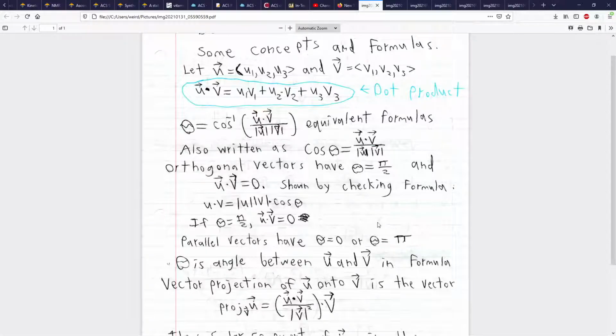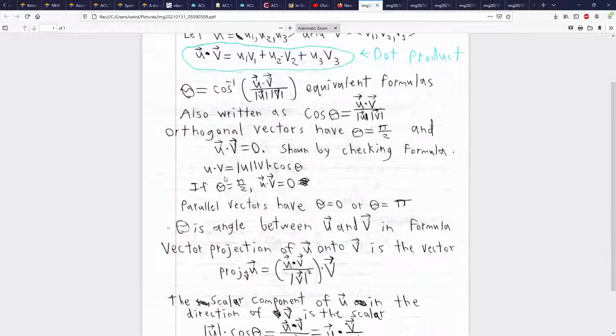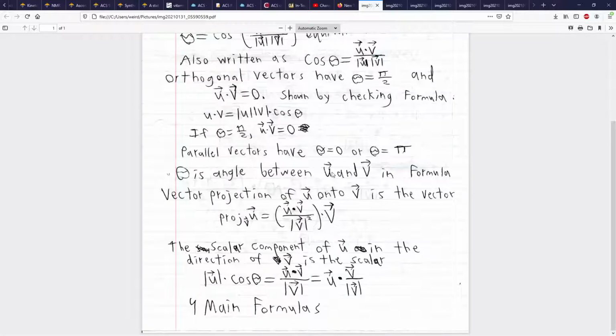And these would be vectors. I forgot to draw the arrows here, but you know by now. Basically, some properties: orthogonal vectors have theta equals pi halves and u dot v equals 0. And you can check by the formula, because cosine of pi halves equals 0, so this whole thing equals 0, so u dot v equals 0.